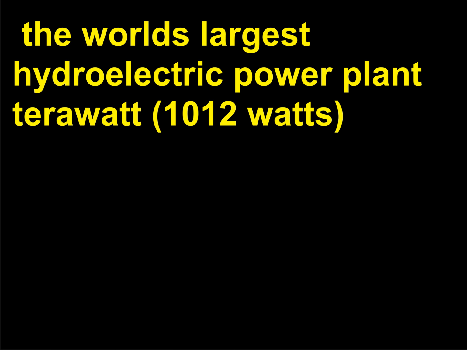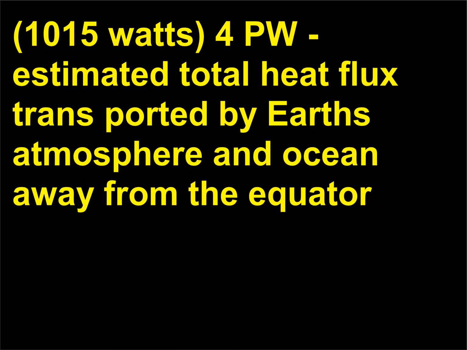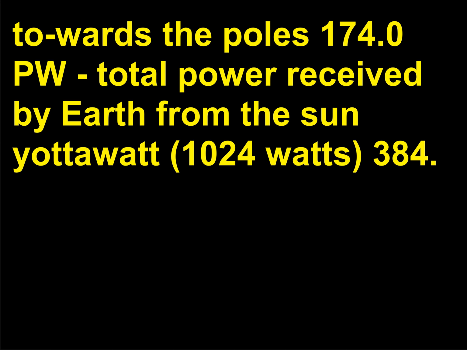The world's largest hydroelectric power plant. Terawatt, 10^12 watts. 3.34 TW, average total power consumption of the United States in 2005. 50 to 200 TW, rate of heat energy release by a hurricane. Petawatt, 10^15 watts. 4 PW, estimated total heat flux transported by Earth's atmosphere and ocean away from the equator towards the poles. 174.0 PW, total power received by Earth from the Sun. Yottawatt, 10^24 watts, 384.